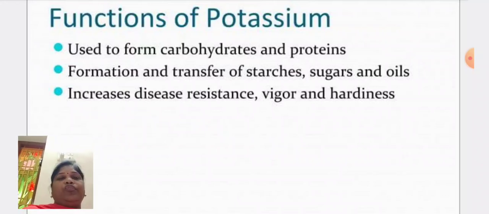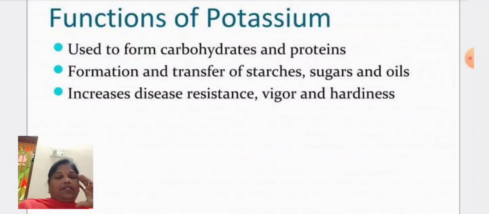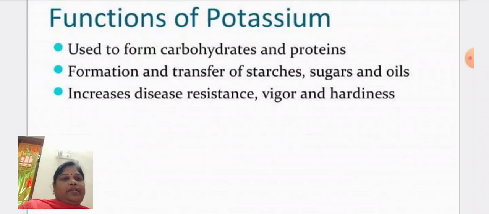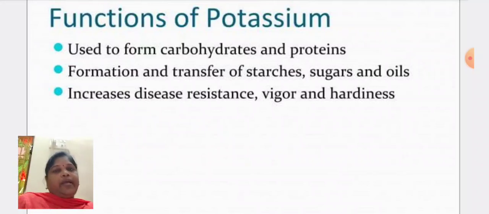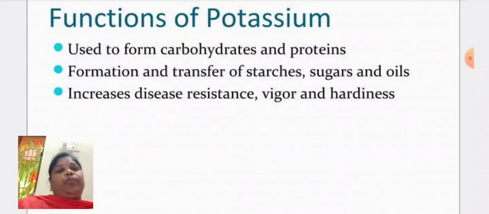It is mainly used to form carbohydrates and protein. It transfers starch and sugars from one place to another, and increases disease resistance, vigor, and hardiness. These are the functions of potassium. The main function is disease resistance. It also transfers starch, sugars, and oils from one part to another part. These are the main functions of potassium.